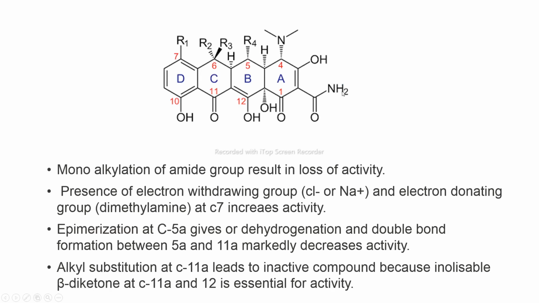Then the presence of an electron withdrawing group, that is chlorine or sodium, and an electron donating group at C7 increases the activity. Then epimerization at C5A, or dehydrogenation and double bond formation between C5A and 11A, markedly decreases the activity. We just discussed this in the previous slide: if we remove this hydrogen, it results in the formation of a double bond between C5A and C11A, and once the double bond is formed, the activity decreases.